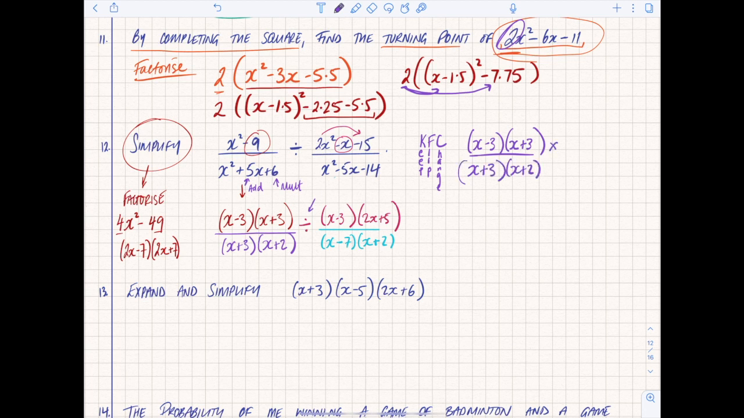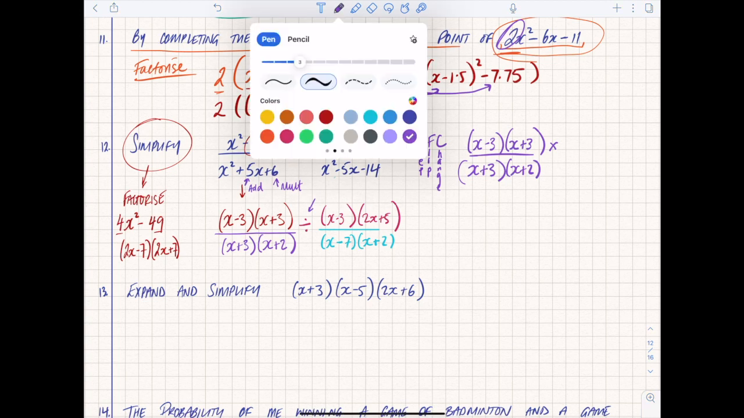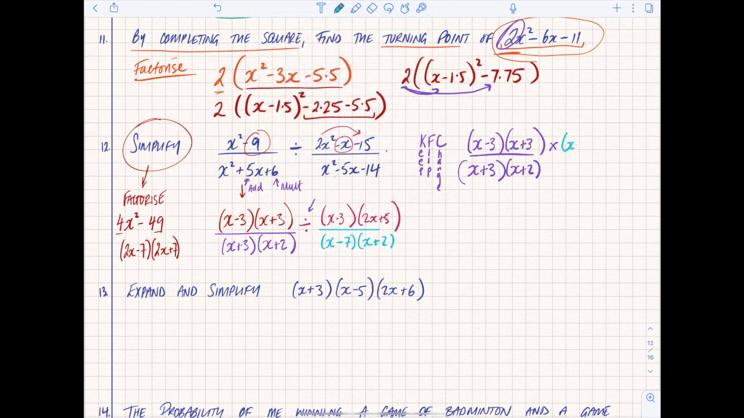We change it to a times, and then we flip it upside down. So the blue bit now goes to the top, x minus 7, x plus 2, and the red bit now goes to the bottom, x minus 3, and then 2x plus 5.